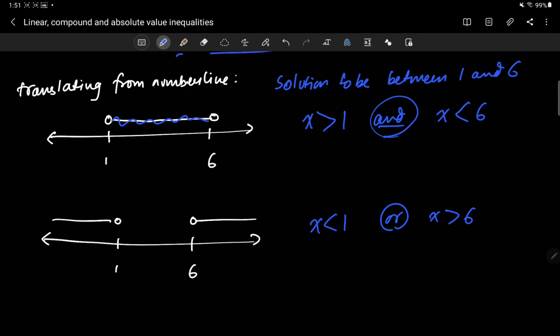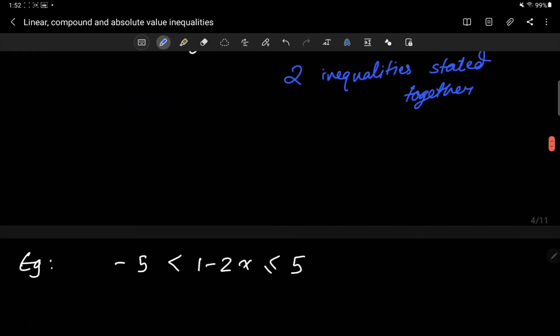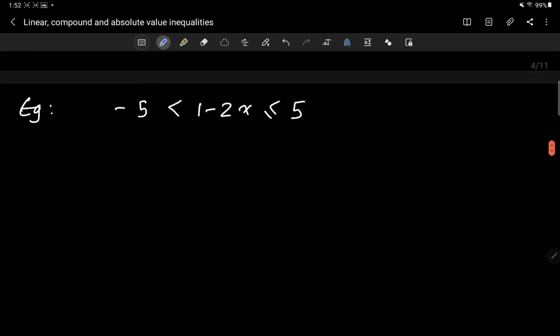So these kind of situations are called compound situations, or expressed through compound inequalities. A compound inequality is basically two inequalities stated together. For example, in a shorthand way, it can be stated this way. Now, this typically consists of two inequalities: the part with the first two terms and the part with the second two terms.